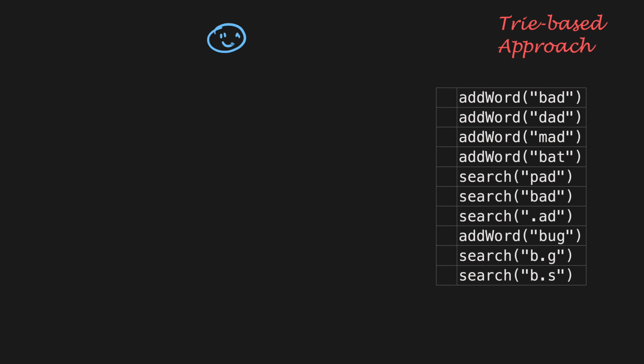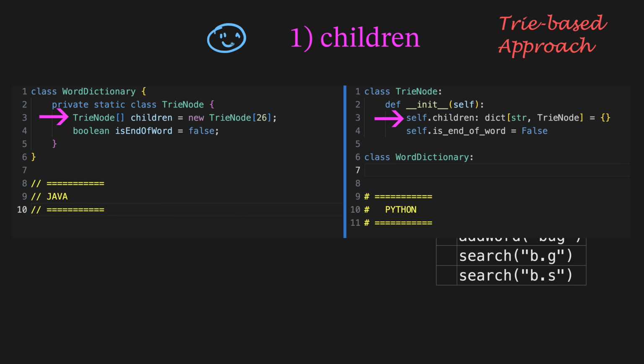And now, let's think about the information each node needs to store. It really comes down to two things. First, pointers to the next characters, as it needs a way to link to the next possible characters in a word. And here, since we are dealing with the lowercase English letters, a node can have up to 26 children. In Java, a simple array of 26 trie nodes is perfect for this. In Python, the more idiomatic way is to use a dictionary or a hash map to store the children.